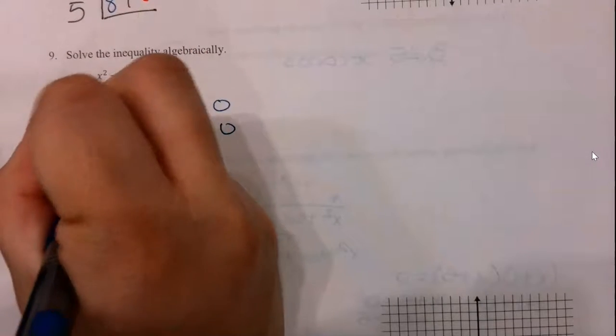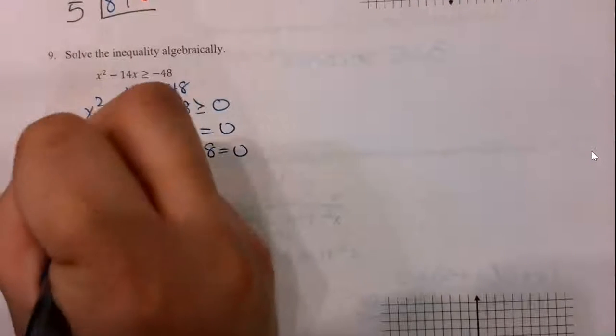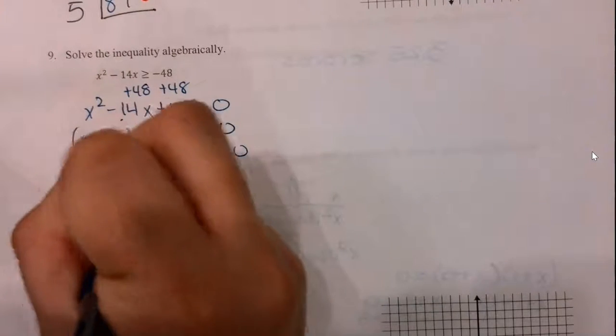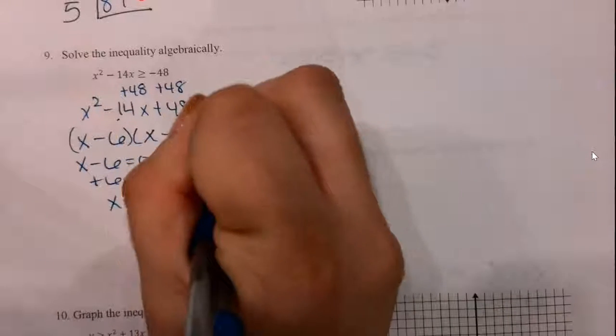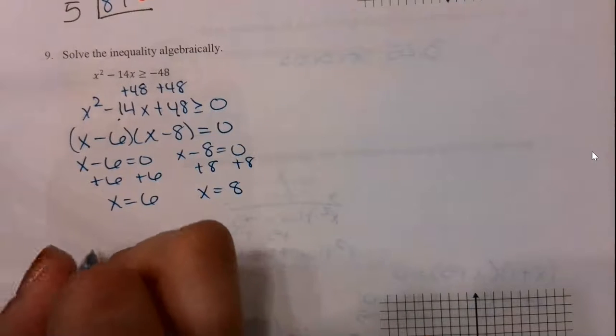Then I take each piece and set it equal to 0 by the zero product property. I add 6 to both sides. I get x equals 6. Over here I add 8 to both sides. I get x equals 8. Then I'm going to draw my number line.